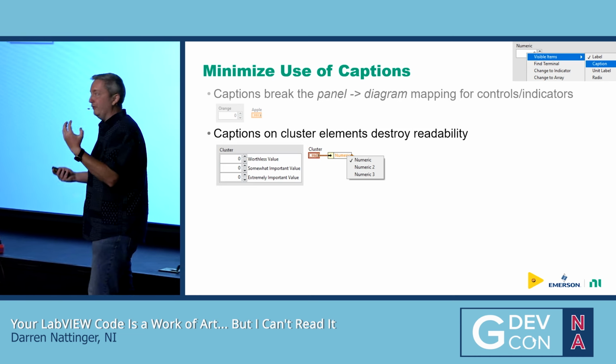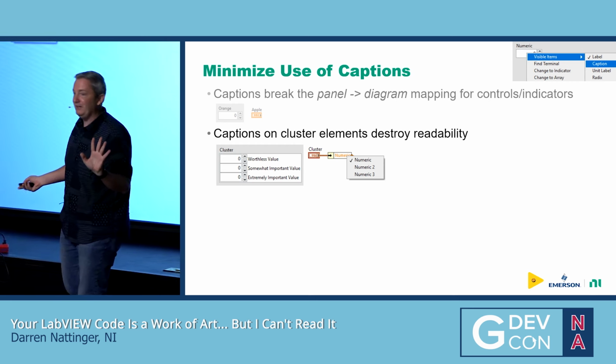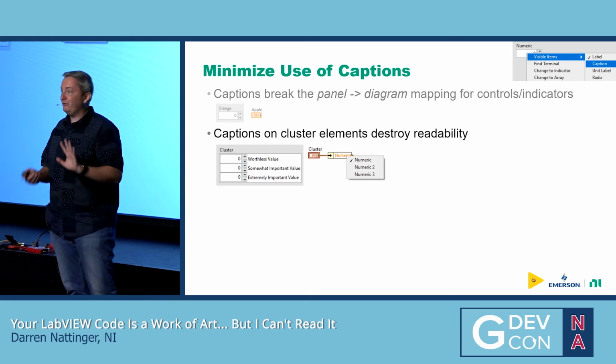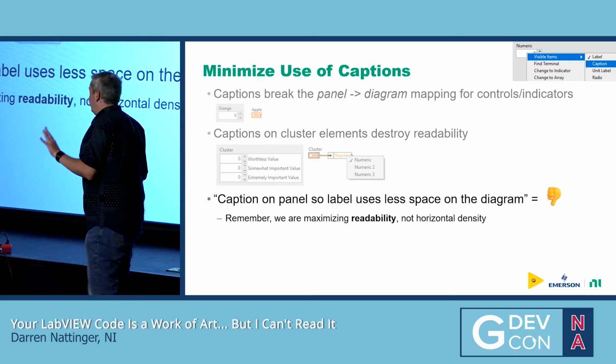I've got a cluster on the front panel, and I see the names of the things, and then I go to an unbundle by name, and it's completely different names. I have seen this in code. I've seen this in code recently. So try not to use captions if you don't have to.